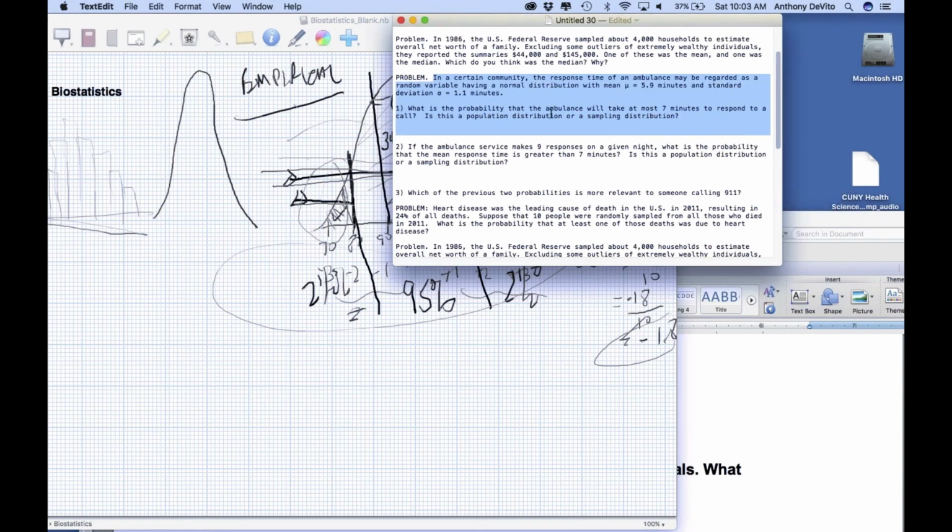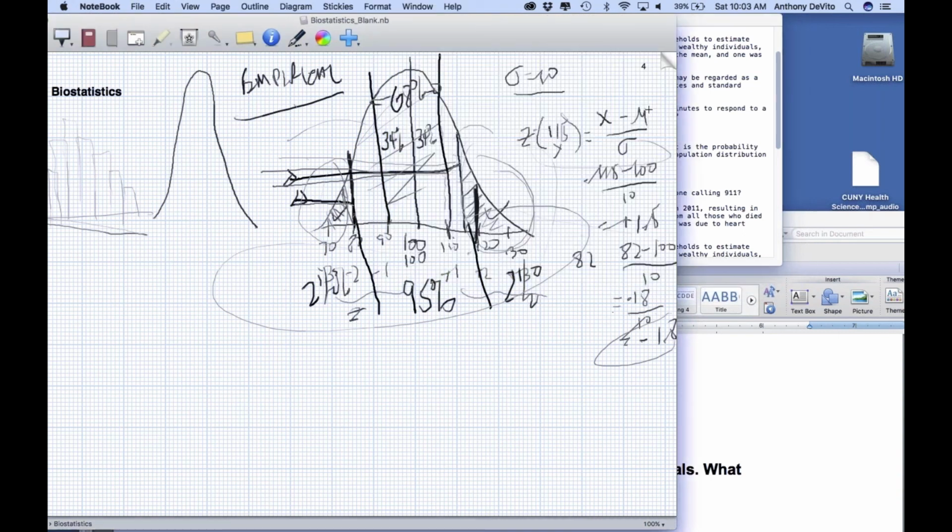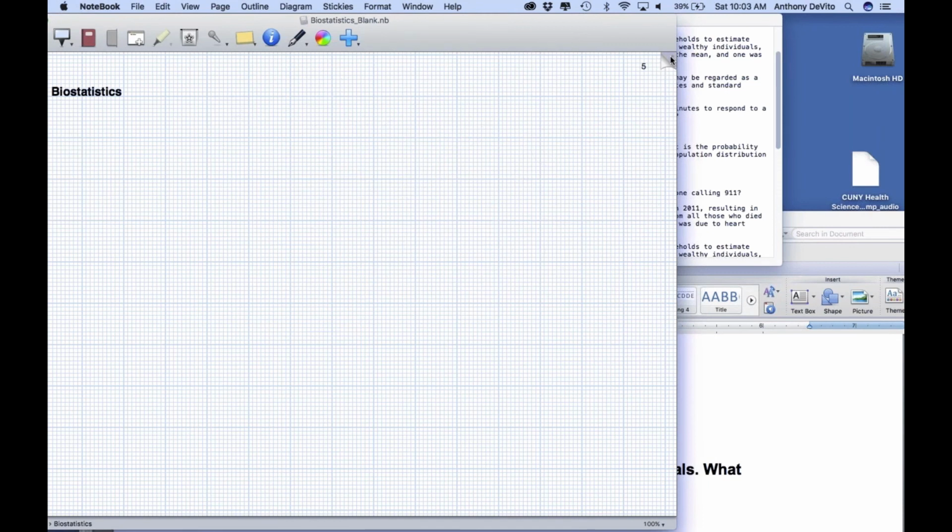In a certain community, the response time, I'm going to work with this one in this case, but these all work exactly the same way. In a certain community, the response time of an ambulance may be regarded as a random variable with a normal distribution, with a mean equal to 5.9 minutes and a standard deviation equal to 1.1 minutes. So first thing I'm going to do is sketch that. 5.9 and 1.1. Okay, so let's draw our normal distribution.